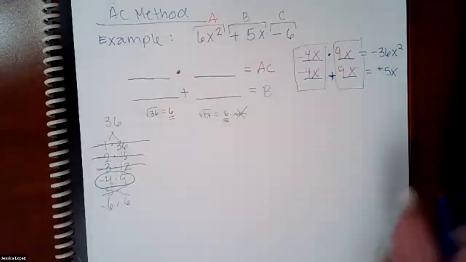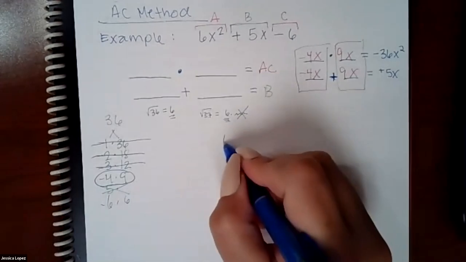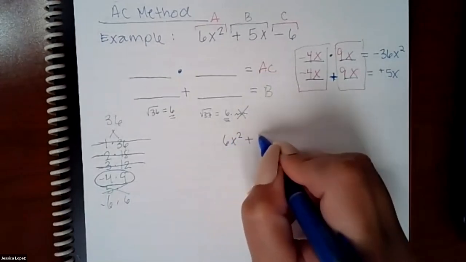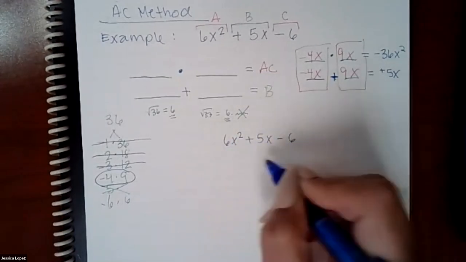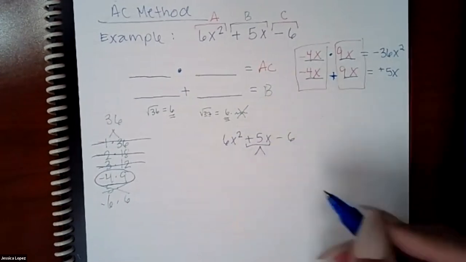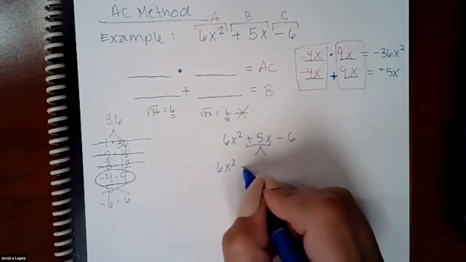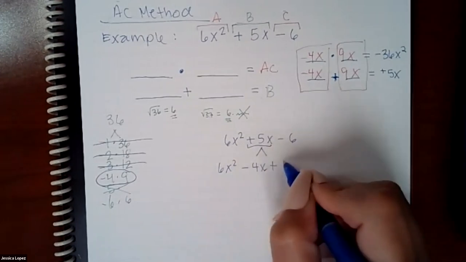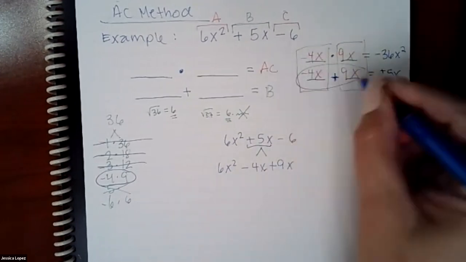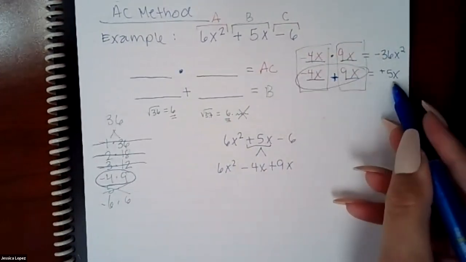So that's a whole process, right? But it works every single time. So what I'm going to do is I'm going to take this positive 5x and I'm going to break it up into negative 4x and positive 9x using this right here because it's equivalent to positive 5x.